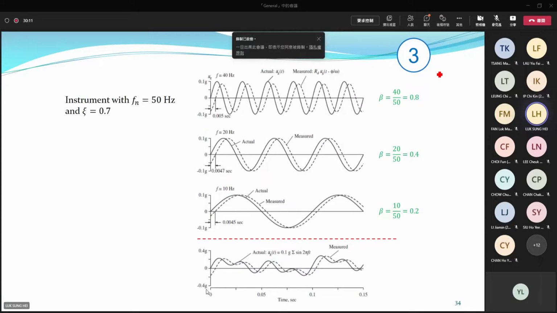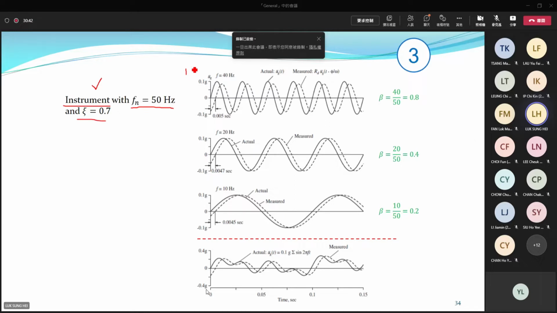This slide gives you some reference about what we just went through. We consider one device as an accelerometer with natural frequency equal to 50 Hz, damping ratio 0.7, large damping. This is some data of our accelerometer. The natural frequency is 50 Hz. And then on the right-hand side, I show you the corresponding results. We want to use this device to measure ground acceleration with different frequencies.